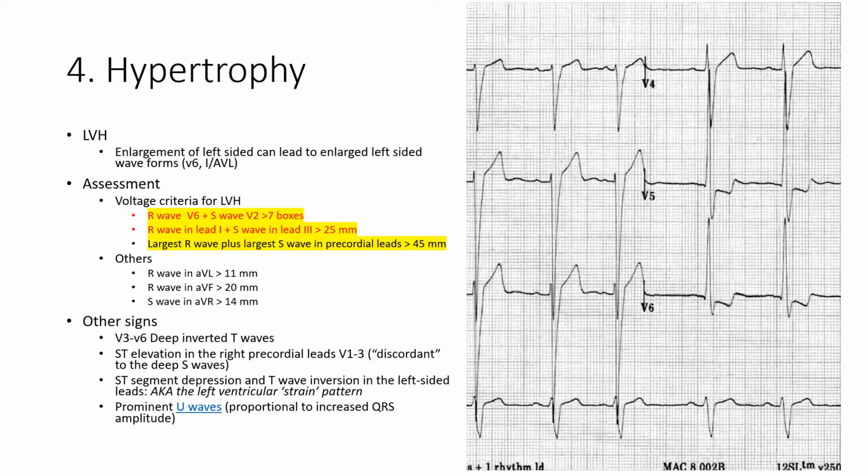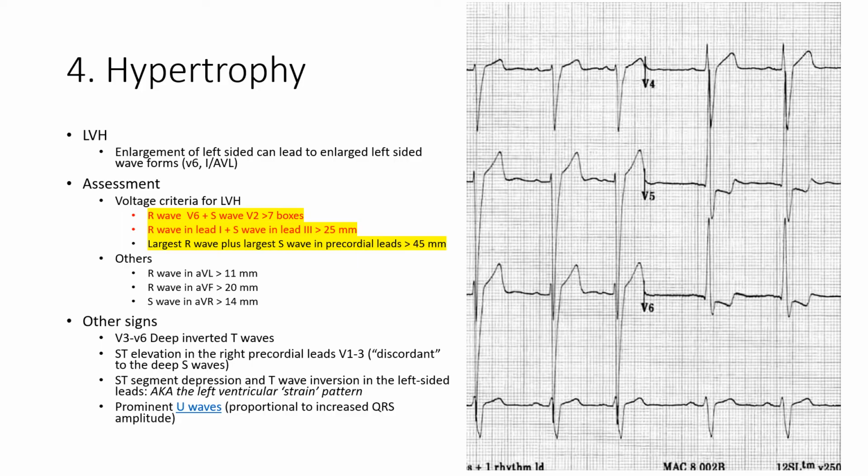Other signs of hypertrophy that you can see are deep inverted T waves in V3 through V6, sort of like this. T wave inversion can also be a sign of ischemia. However, when it's these deep inverted ones, it's more likely hypertrophy. Ischemic T waves look like a regular T wave that's just flipped upside down. You may also see things like ST elevation in the right precordial leads, which is kind of reciprocal to these deep inverted T waves, and ST segment depression and T wave inversion in the left-sided leads, which is a left ventricular strain pattern. I want you to just focus on remembering these.